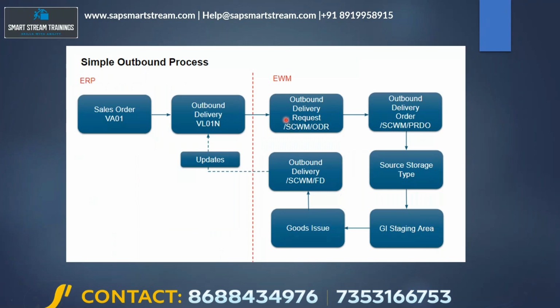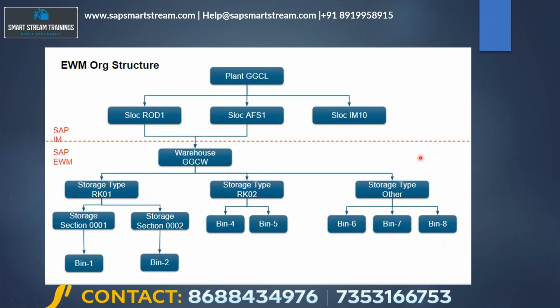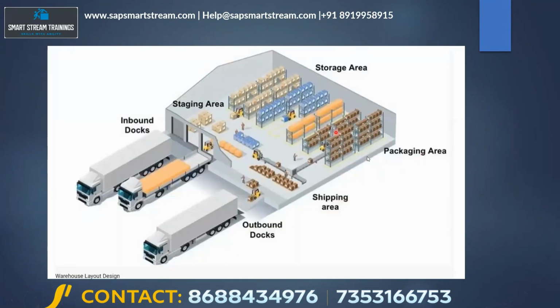And again, coming to the outbound process, same thing. The sales order is created, one customer has requested for some product, so sales order is created, outbound delivery is created. So this outbound delivery comes to the EWM system. Once the delivery comes, the user is going to check which is the storage type from where he needs to pick the products. Okay, so here the products are available in multiple places, so the user is going to decide in which storage type he is going to pick the products.